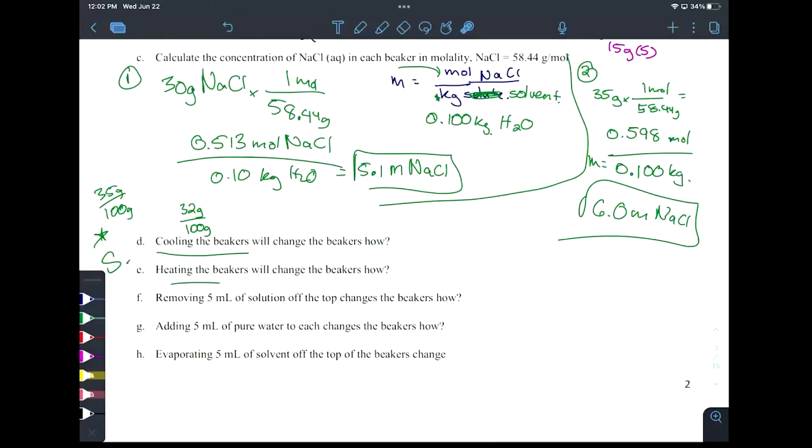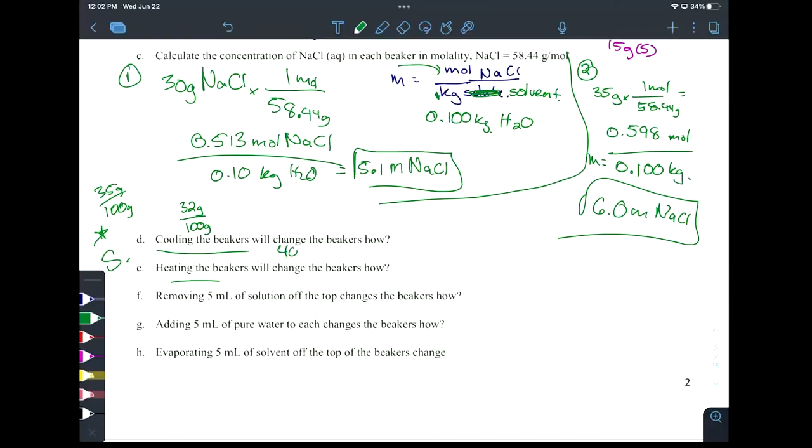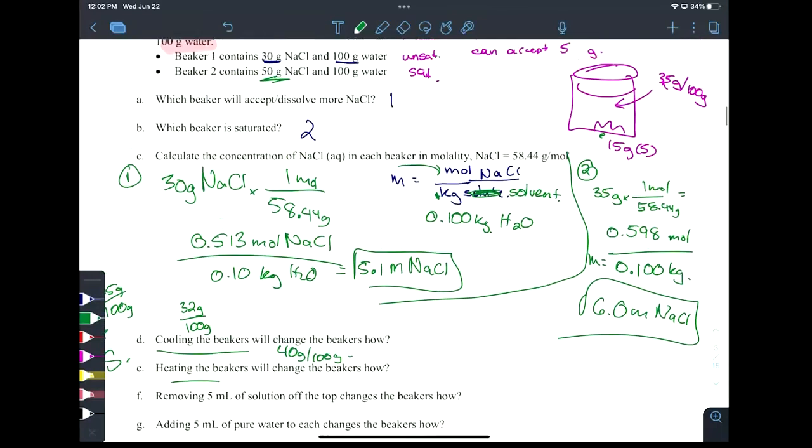What if we heat the beaker? Our intuition says solubility goes up. So let's just make up a number. Let's say the solubility goes up to 40 grams per 100 grams. If that's the new solubility, we didn't change the stuff we put in the beakers. All we're doing is changing the solubility. Does beaker 1 change at all?